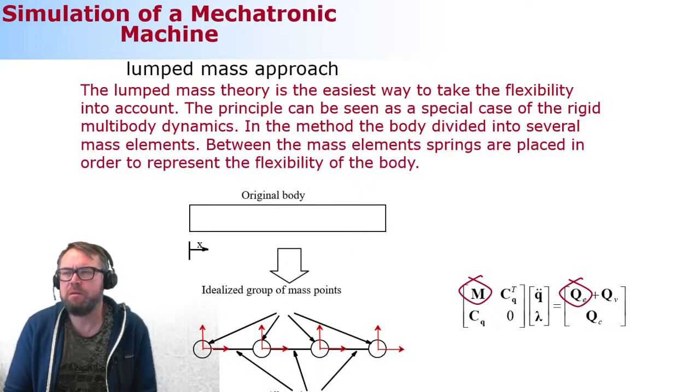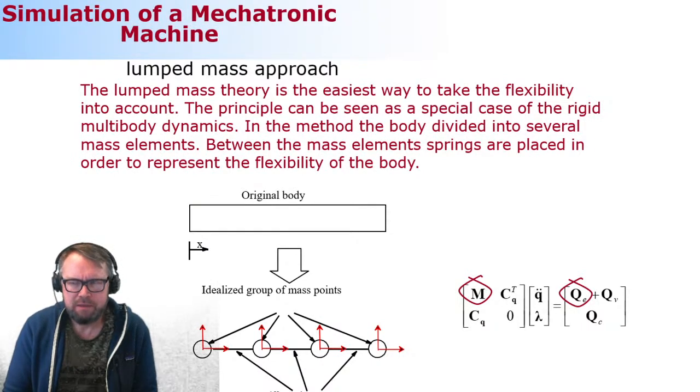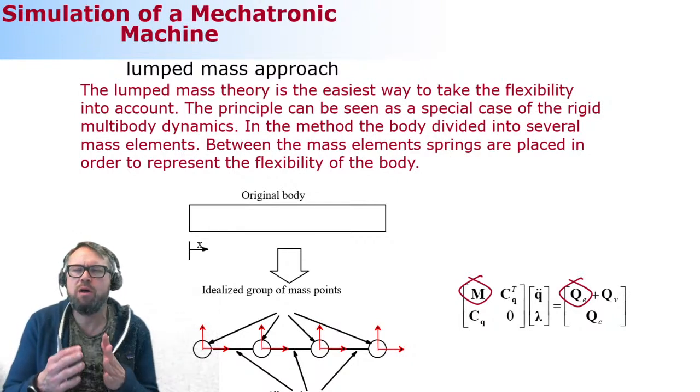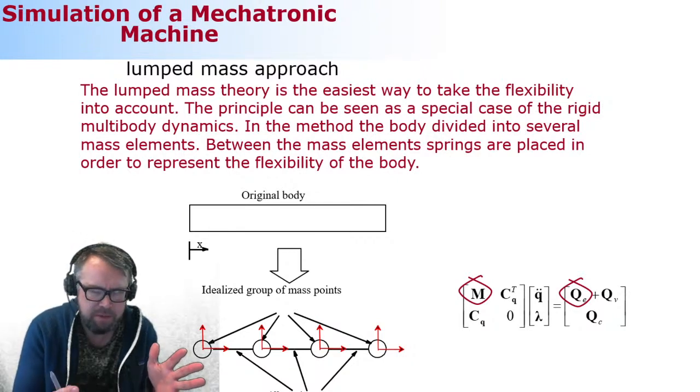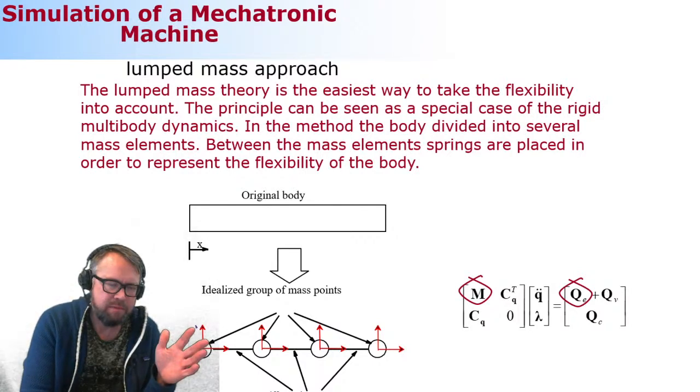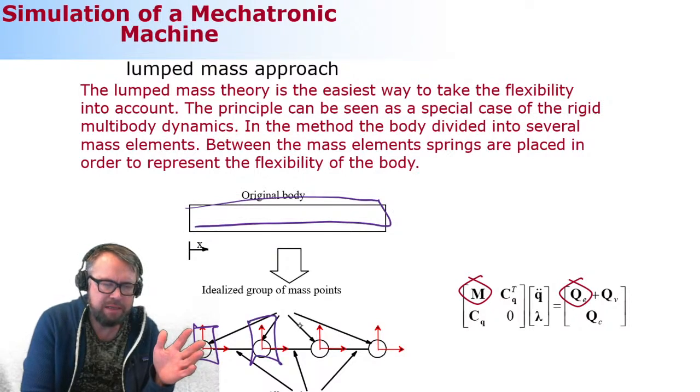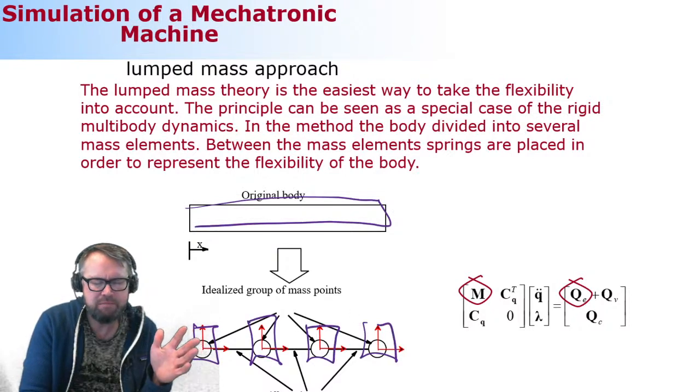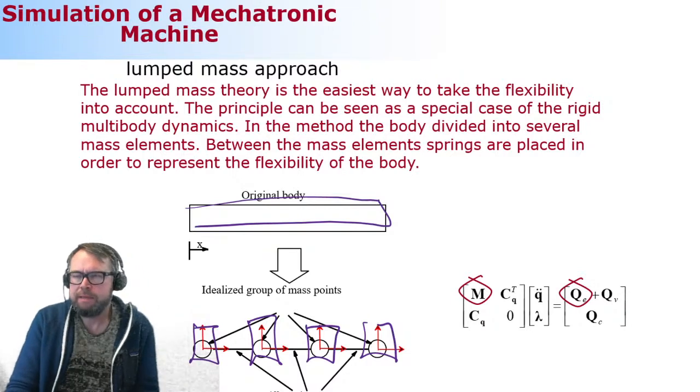Now, the first way that you can model flexible bodies is called the lump mass approach, which is not a very complicated approach. It is based on the concept that you take your original body and you divide that original body into several rigid bodies. So one body goes to several rigid bodies. Okay? What are you going to do then? Let's say that you have the original beam-like body like this, and then you divide that into several pieces of bodies. It can be pieces of beams like shown here.